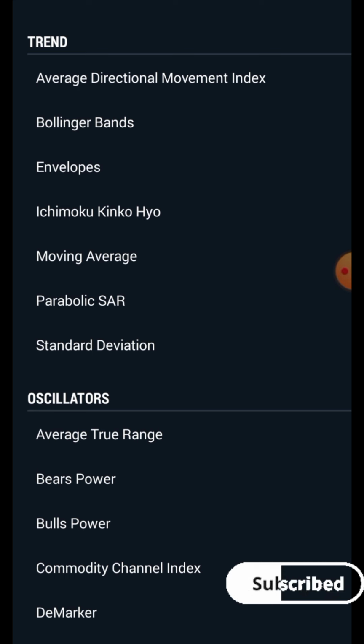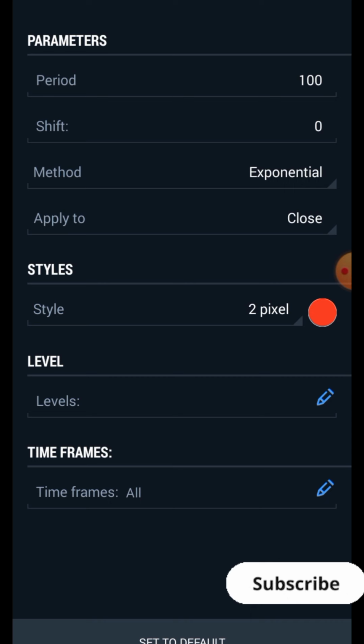I'll only be using the moving average here, so I'll click on the moving average. Then I have moving average, period 100 here. You set yours to be 100, shift 0, method exponential, apply to close, just the way I set mine here. You can choose the style and the color of your choice. I will leave the settings like this. I will just click done.